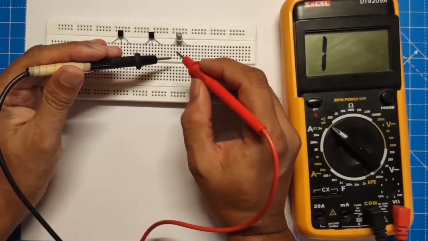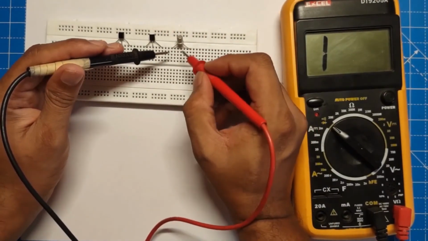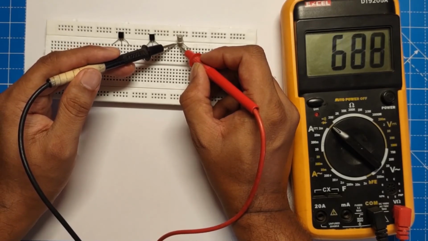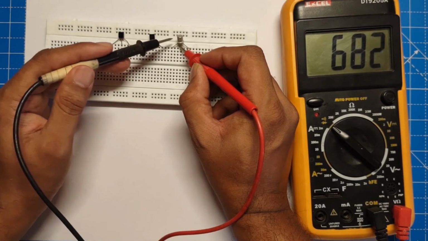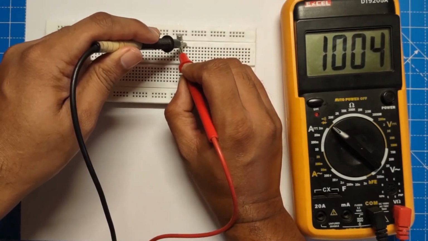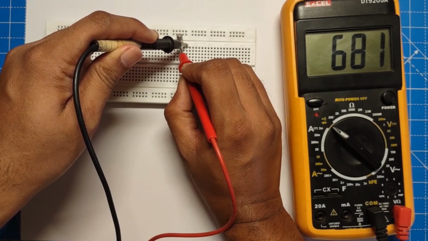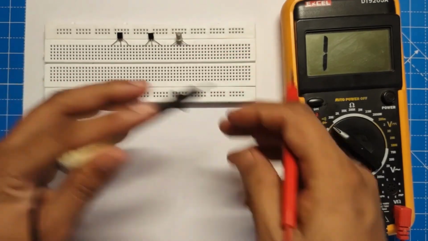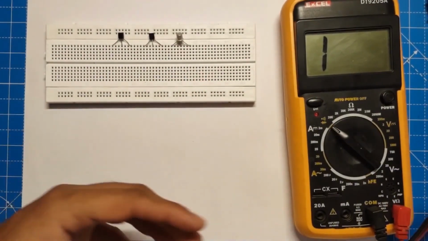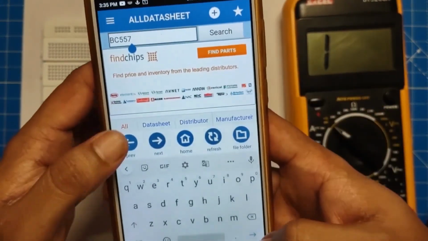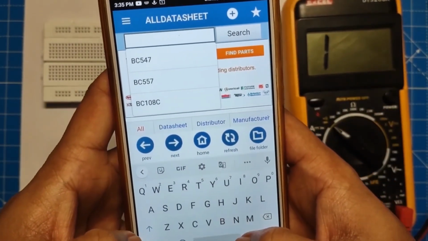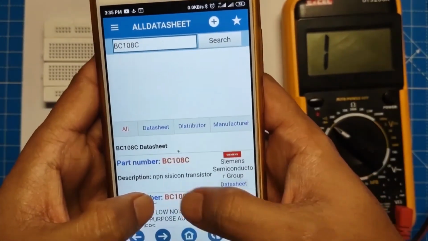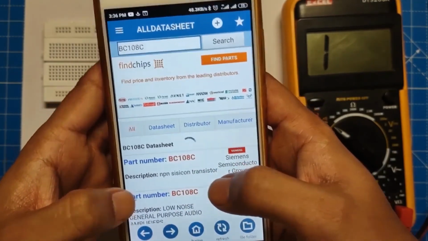Same as before, we'll apply the positive side on the center, that is the base, and then we get a reading for either of the terminals, likewise for the other terminal also. So this is an NPN transistor. Again we can verify it using the data sheet for this transistor, which is PC108C. You can see clearly it is mentioning an NPN transistor.